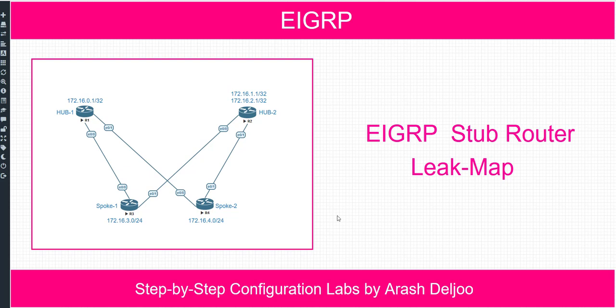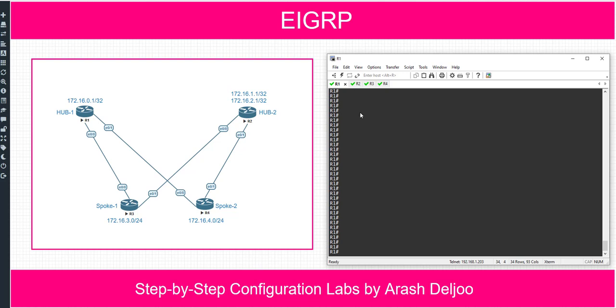In some rare cases, maybe you want to advertise or leak some of the learned networks from one router to another router. For example, in this scenario, I want to configure the leak map feature to advertise the 172.16.2.1/32 network learned from router 2 in router 3 and router 4 to router 1. It means that finally we expect router 1 to learn about 172.16.2.1/32, and R3 and R4 will be the EIGRP stub routers. Let me show you here in router 1.